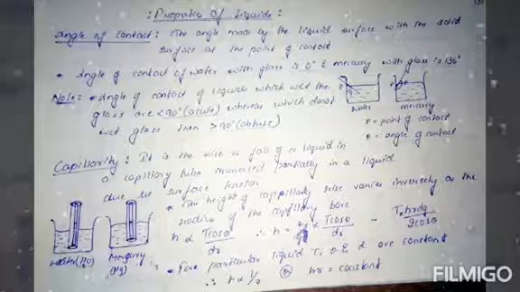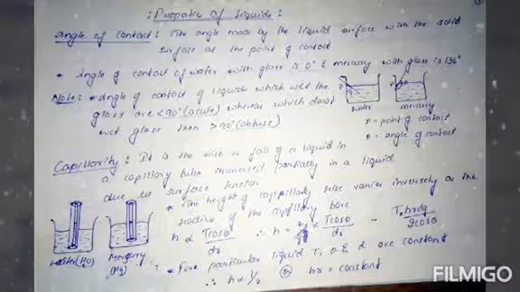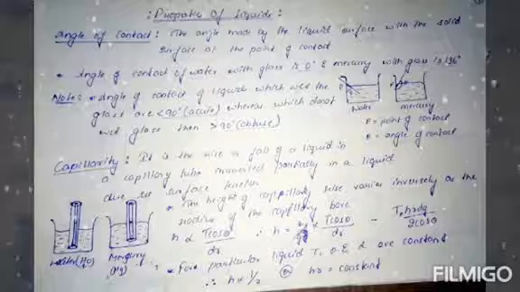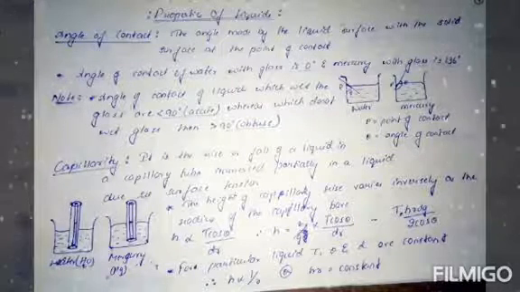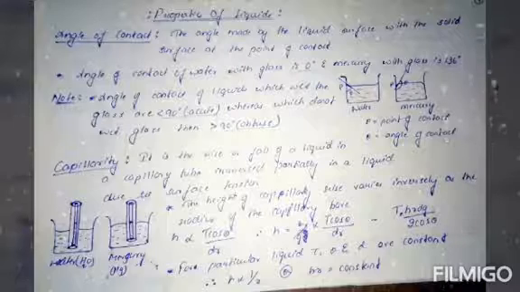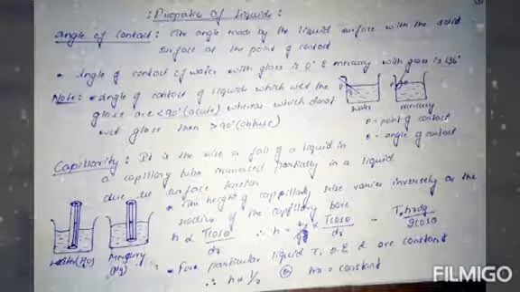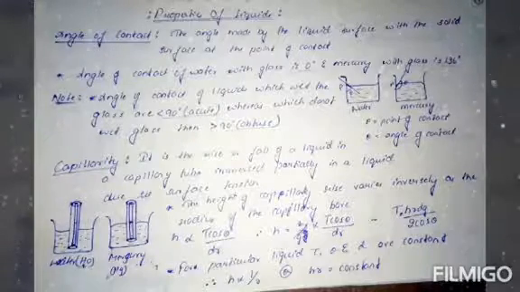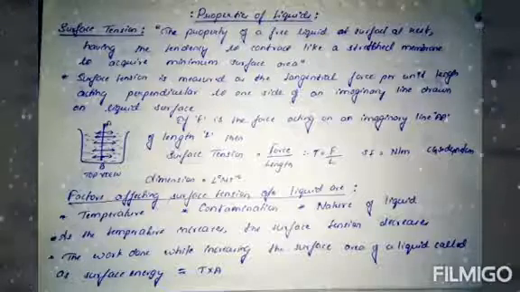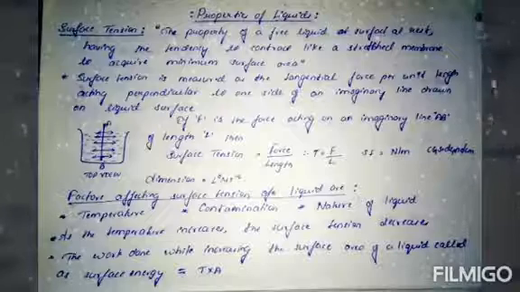Next, to some extent for a particular liquid, T, theta and D are constant. You just consider it as a constant, and hence the formula is H is directly proportional to 1 by R, or else HR is also a constant. Then what do you mean by surface tension?